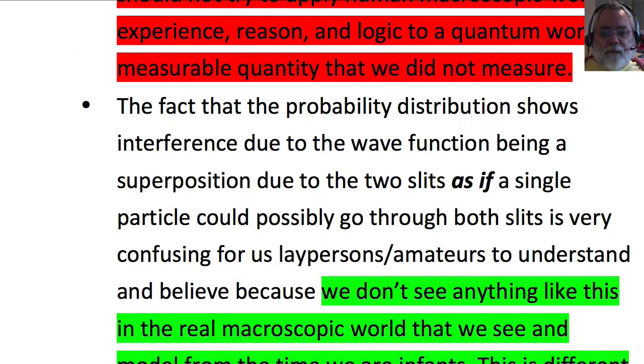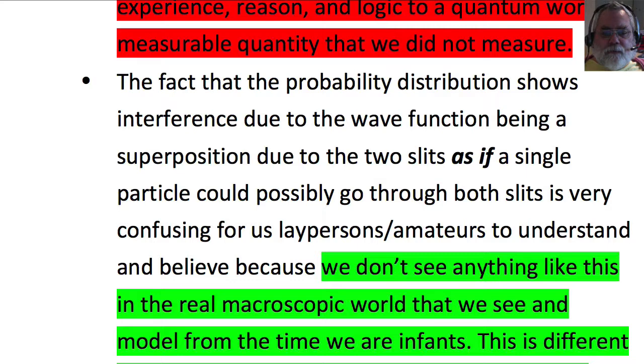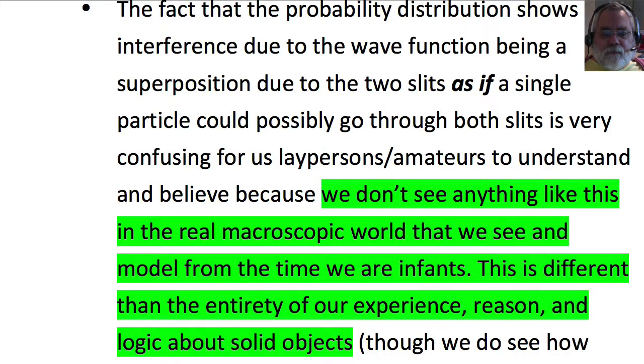The fact that the probability distribution shows interference, due to the wave function being a superposition due to the two slits, as if a single particle could possibly go through both slits, is very confusing for us lay people, amateurs, to understand and believe, because we don't see anything like this in the real macroscopic world that we see and model from the time we're infants. It's different than the entirety of experience, reason, and logic about solid objects that our brain comes to understand from a lifetime of living.